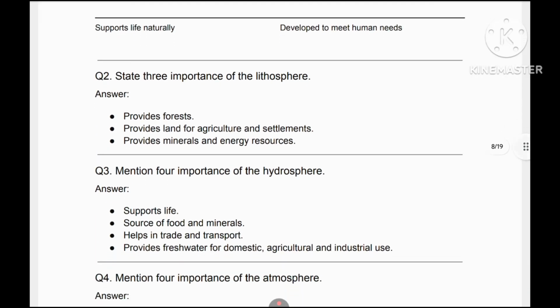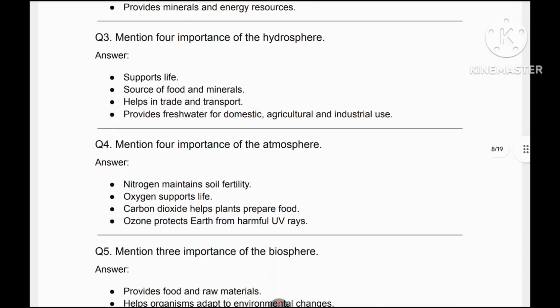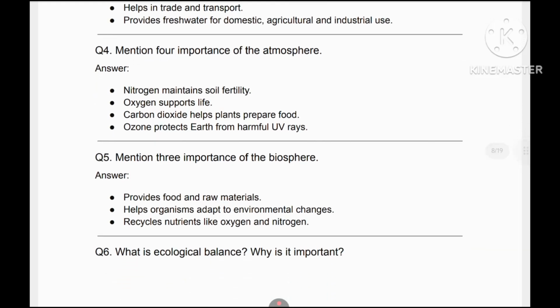State 3 importance of the lithosphere. Provides forest, provides land for agriculture and settlements, provides minerals and energy resources. Mention 4 importance of the hydrosphere. Supports life, source of food and minerals, helps in trade and transport, provides fresh water for domestic, agricultural and industrial use.